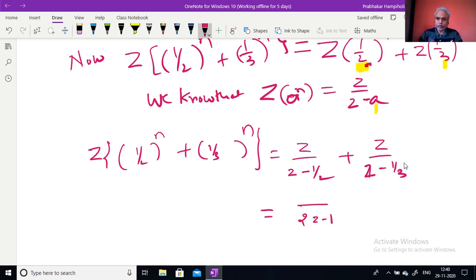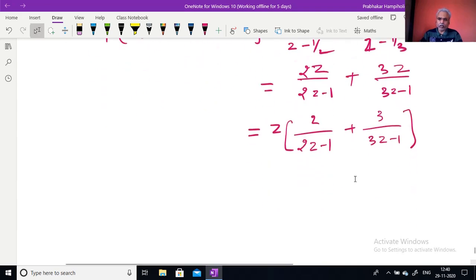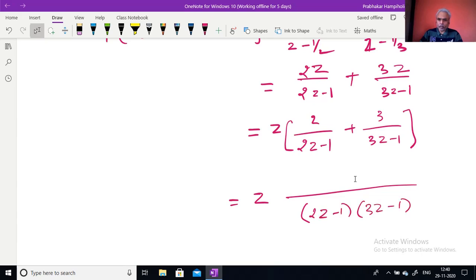2z minus 1, this divided by 2 I'll write here. Similarly, 3z minus 1 divided by 3, I should write here 3z. Now again, if I take this z common, 2 by 2z minus 1, let us do it simple, 3 by 3z minus 1. Now you know the LCM pattern from school level again, z into, so these two multiplications in the denominator and this cross multiplication, which is 2 times 3z minus 1 plus 3 times 2z minus 1.